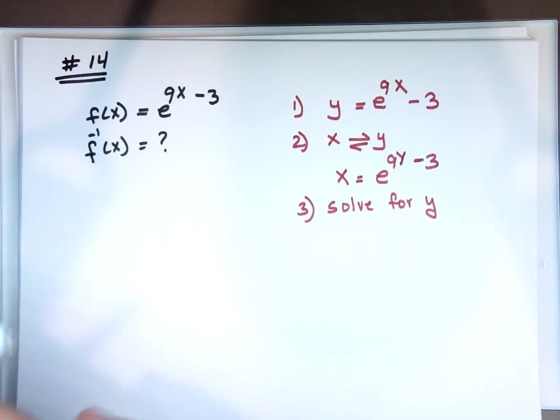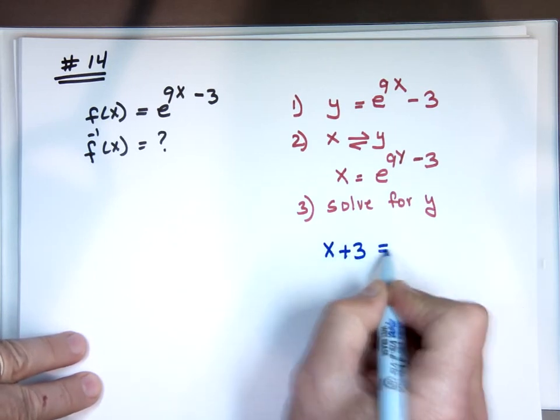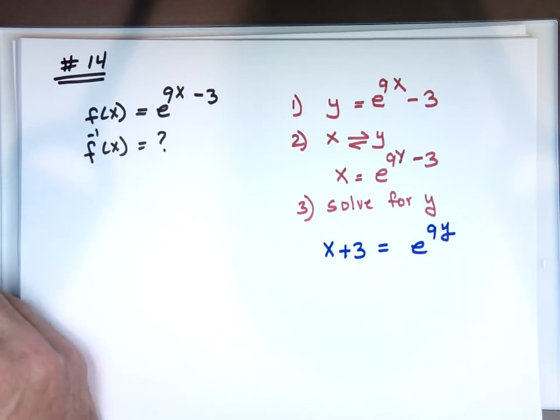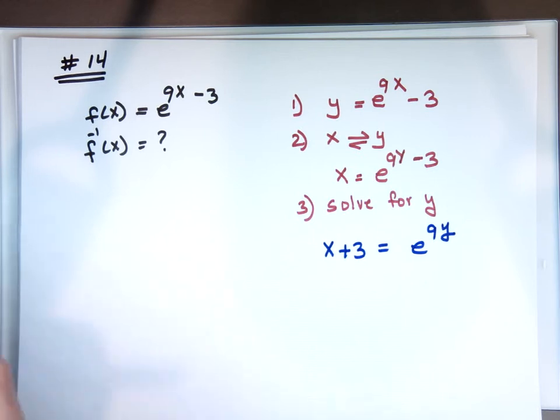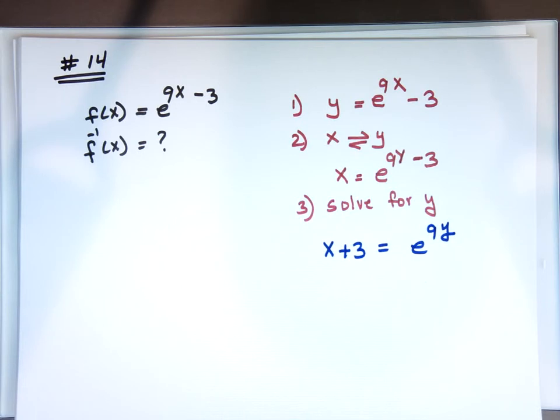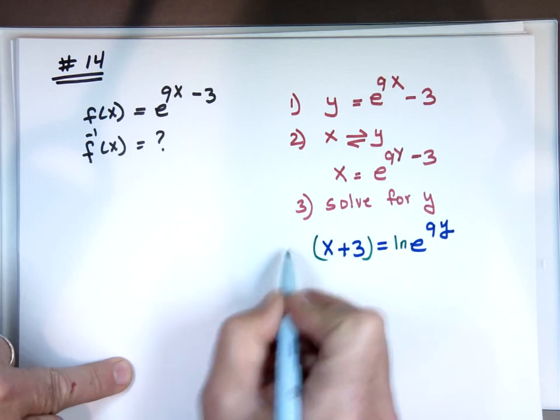And this is actually where the fun starts with this one, solving for y. Take the minus 3 to this side, you have x plus 3 equals e to the 9y. That's an exponential equation again. Best way to solve it, take the log of both sides or the natural log. The fact that we have an e there, I'm going to lean toward the natural log. Natural log of this side, natural log of this side.